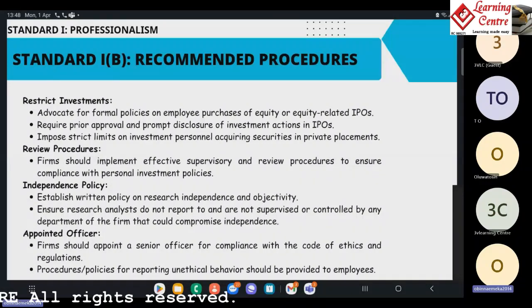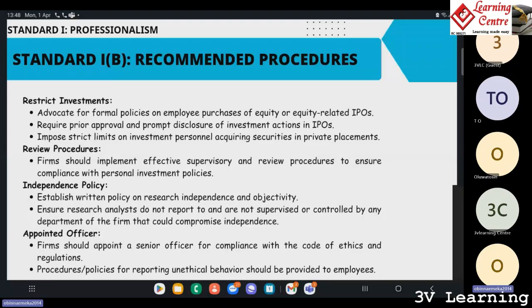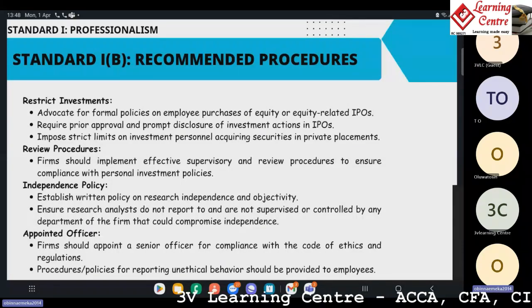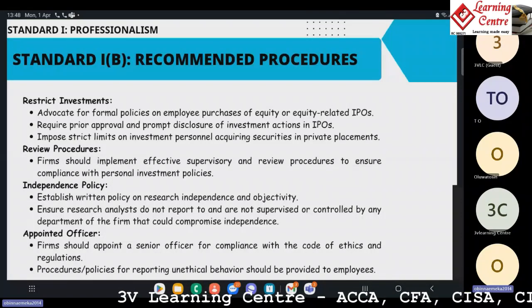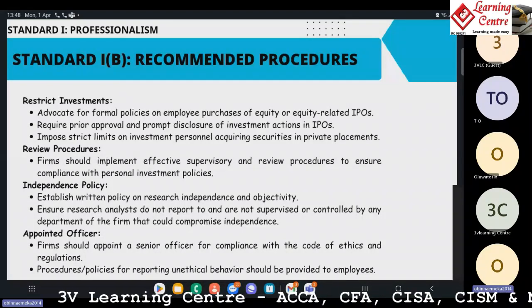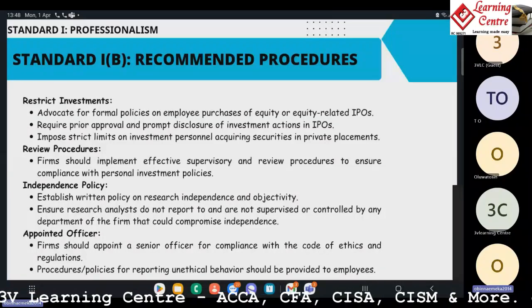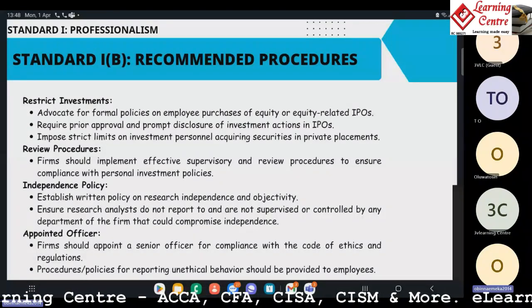So we can make sure we have a written policy on research independence and objectivity. So that's also another one. And the final one, we can also appoint officers. Okay, so we can appoint a compliance officer. And the job of this compliance officer is to make sure that the firm complies with the Code of Ethics and regulations. So these are some of the recommended practices by the curriculum that we can also do to make sure that we follow through with what the guidance says.